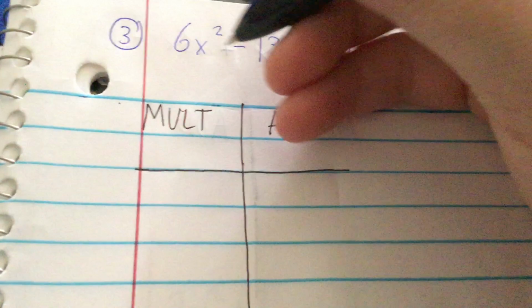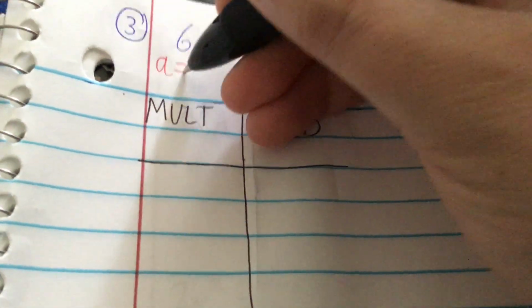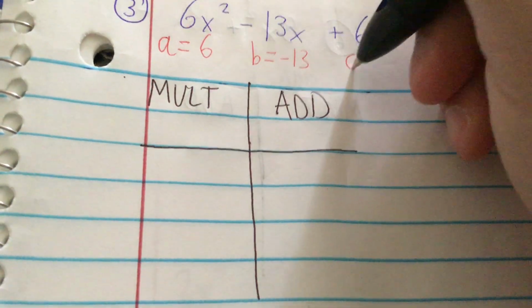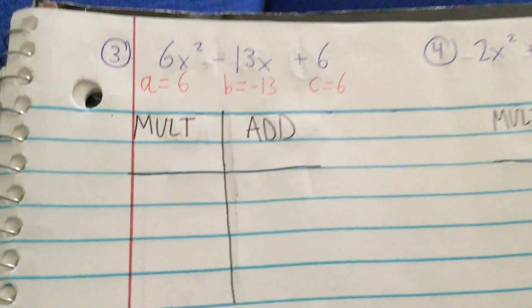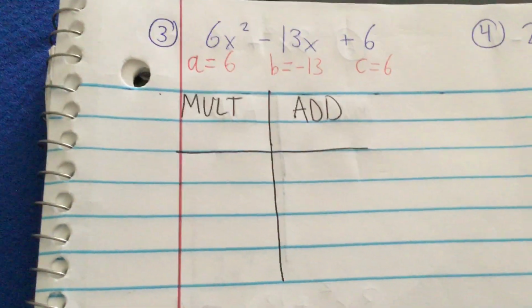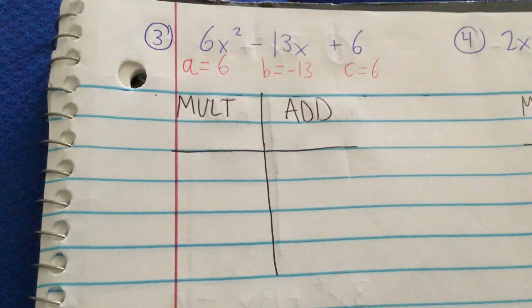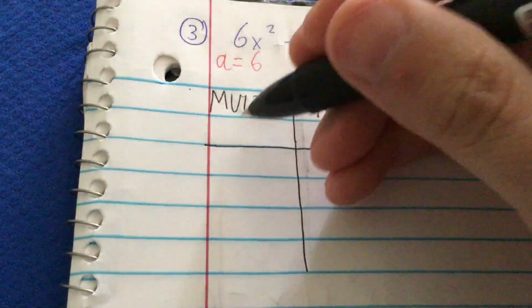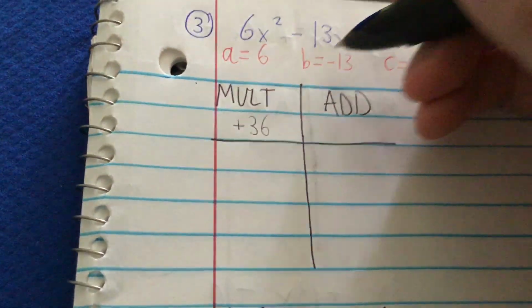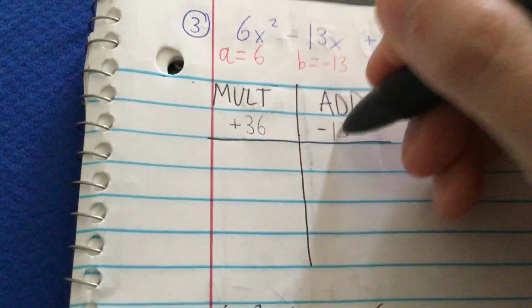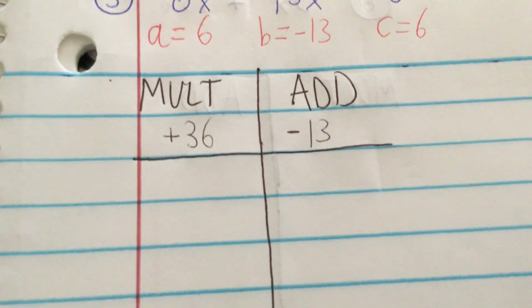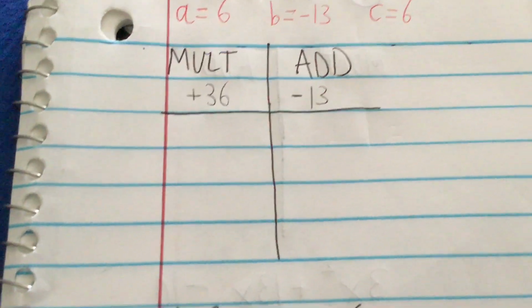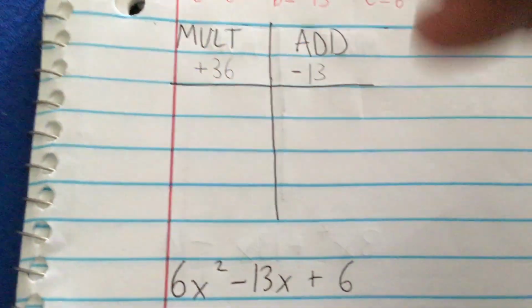So I'm just going to label my A, B, and C. My A is positive 6. My B is negative 13. And my C is positive 6. Okay. So now I need to figure out what multiplies to AC and adds to B. So I'm looking for two numbers that multiply to 6 times 6, or positive 36, and yet add to negative 13. Two numbers that multiply to a positive and add to a negative, that tells me that the combination needs to be negative, negative. So let's get on with it.